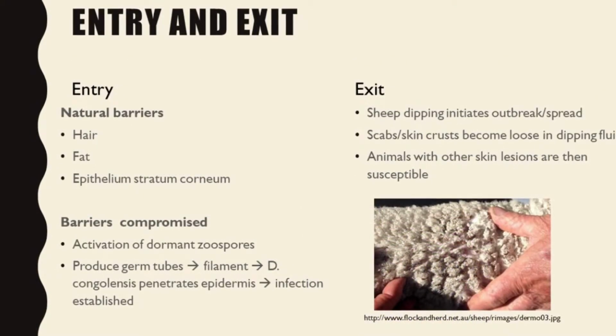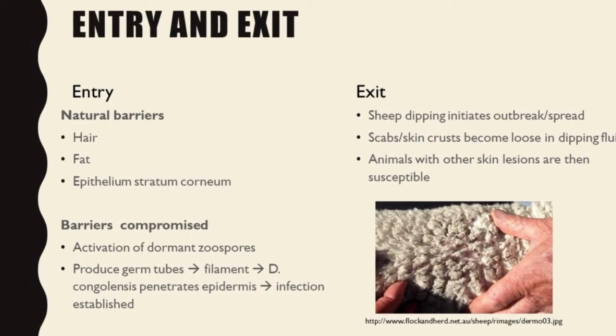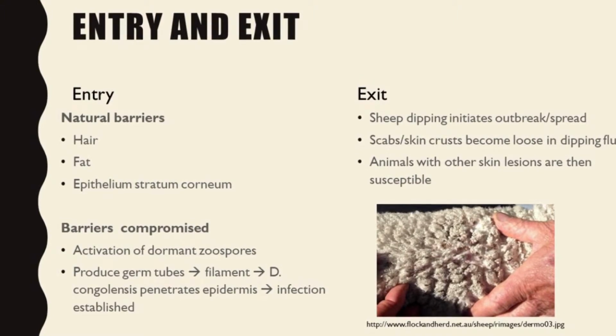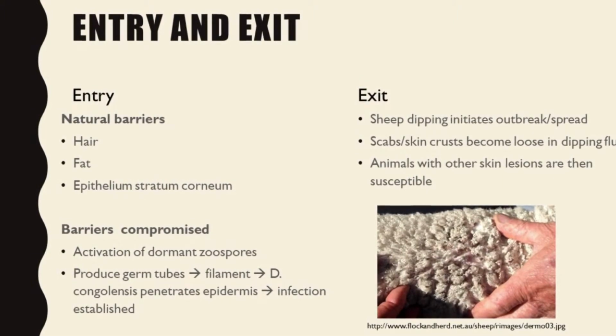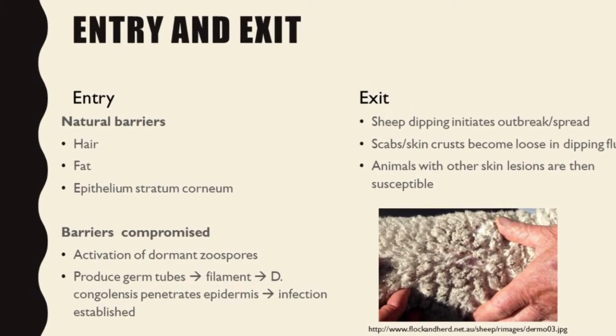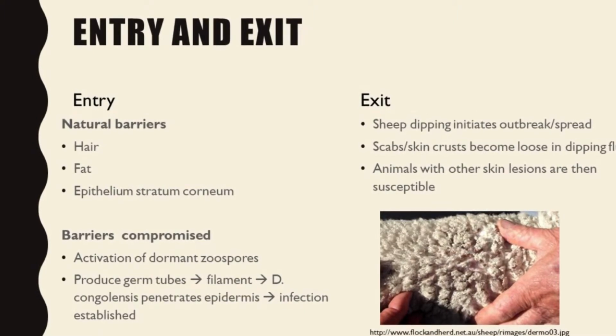Animals naturally have barriers that protect them against penetration of microorganisms to their skin. When the barriers are compromised, it leads to the activation of dormant zoospores. When these are activated, they produce germ tubes that develop into filaments, and Dermatophilus congolensis is able to penetrate the epidermis and establish infection. Specific mechanisms facilitate the exit route.